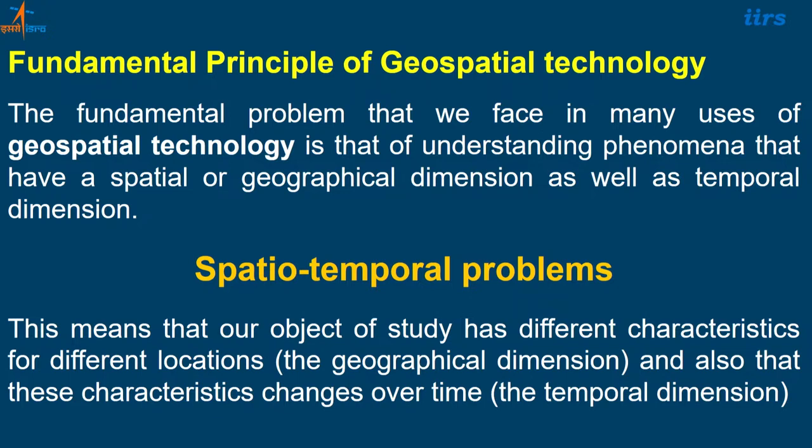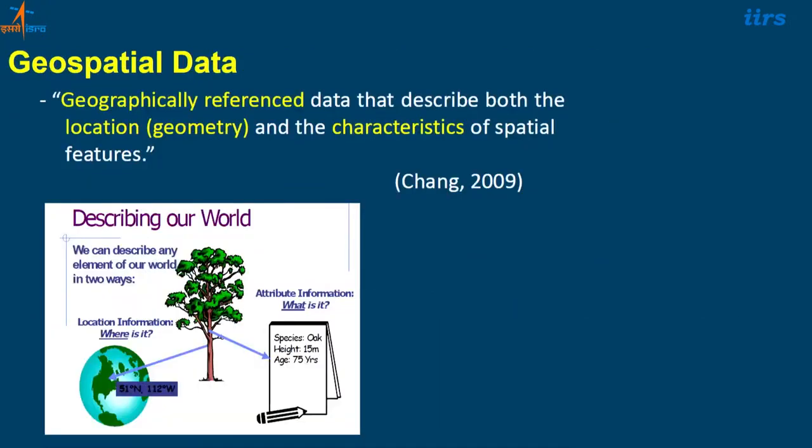At time 2 it was at the same x location, but the conditions had changed. So it will handle both spatio-temporal problems. This means that our body of study has different characteristics for different locations, the geographical dimension, and also that these characteristics change over a period of time. That is called the temporal dimension. So you should understand it, spatial as well as temporal.